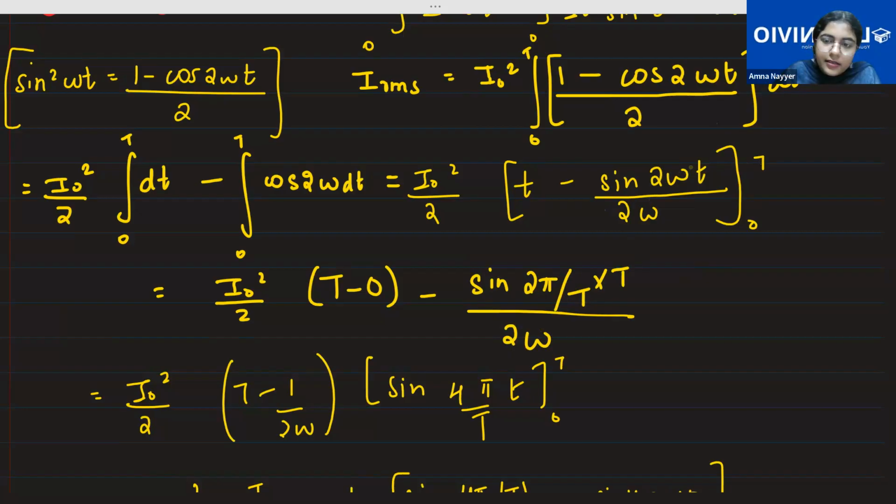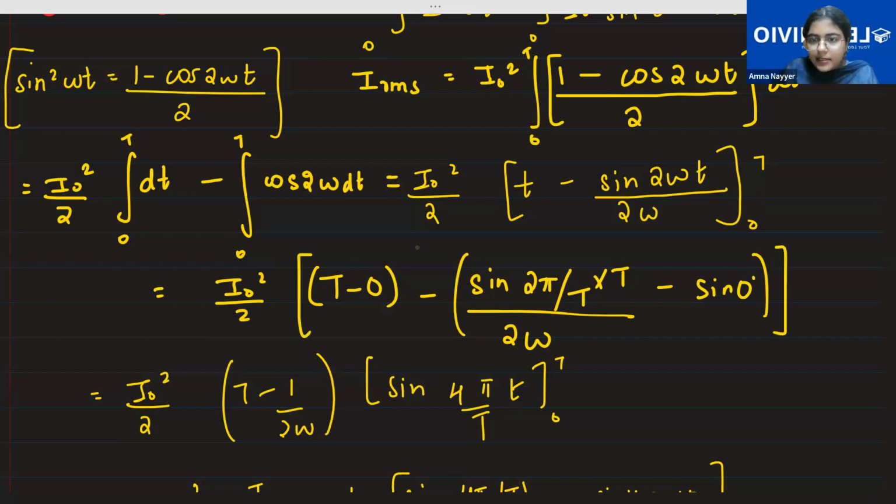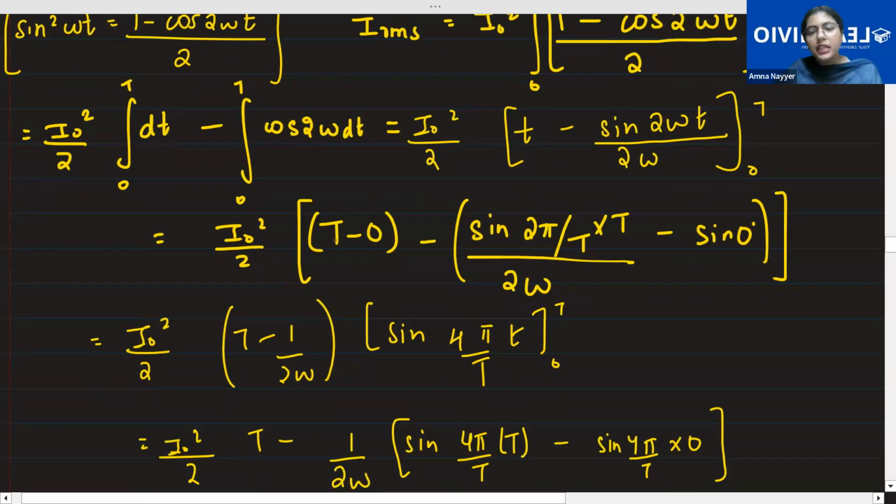What did we do? We've just put in the limits. Sine 0 will eventually be 0. When I write sine of the whole thing into 0, it will be 0. So now I think it will be a little clear. This step was t minus 0, t minus 0, and omega's value here I have left. Now is this step clear? Yes, ma'am.